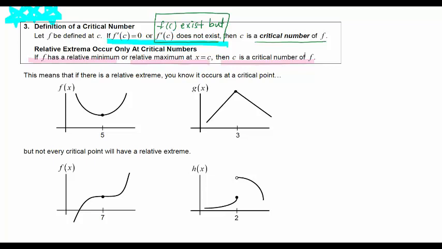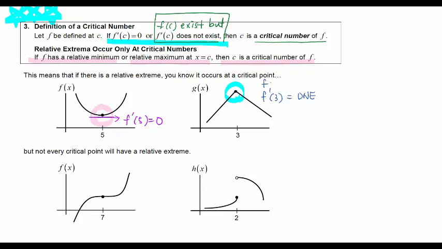Okay? So for example, look at it. In the first example, you have a relative minimum here. And what is the f prime there? f prime of 5 is 0. Is that right? And you have a relative maximum here. And what is the f prime there? f prime of 3 is a sharp turn, so it does not exist.